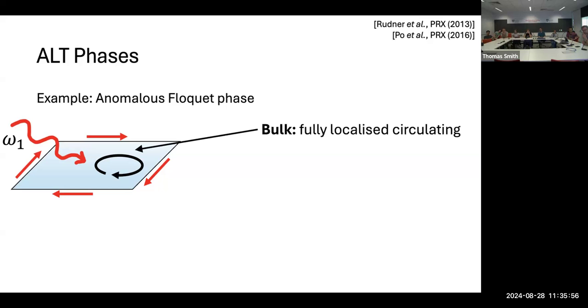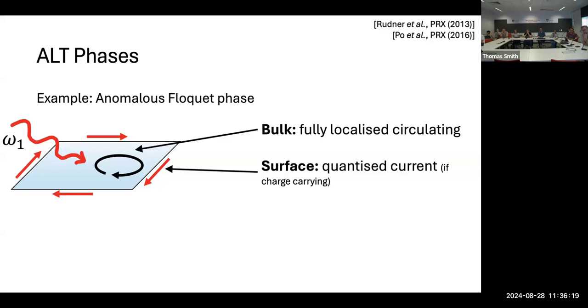And this phase, just in terms of what it does, rather than a particular model, in the bulk has these fully localized circulating states. These local integrals of motion can just be single site operators, which hop around in little loops in the system. And on the edge, there's some quantized current. So at the edge, rather than local operators circulating, they instead run along the edge. Phenomenologically, it's pretty similar to a Chern insulator or an integer quantum Hall effect, where in the bulk you have some kind of magnetization if these particles carry charge, and on the edge you have this current associated, which is quantized and associated to the bulk phase.